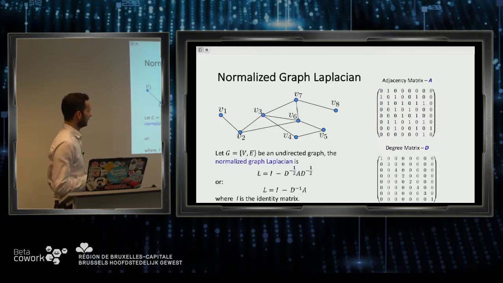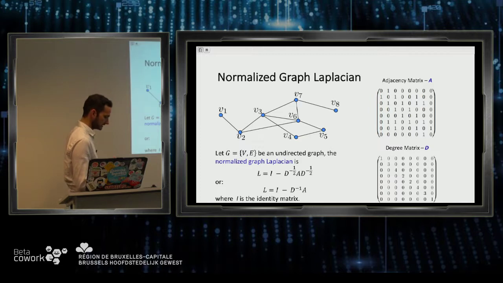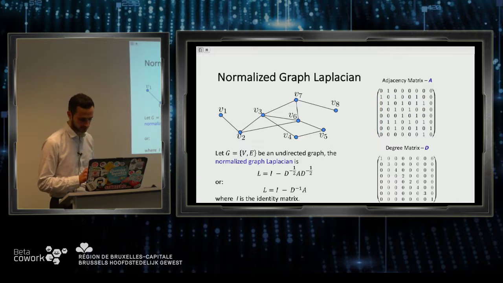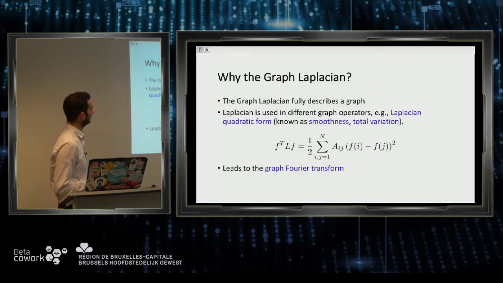Then we can also have the normalized graph Laplacian, in which we divide the Laplacian by the degree matrix. That's the normalized graph Laplacian, which is very important in order to apply other operations, as we'll see later on. Here you can see that I divided the previous unnormalized Laplacian by the inverse of the degree matrix. Now, this is an example of how we can use the graph Laplacian in operations.